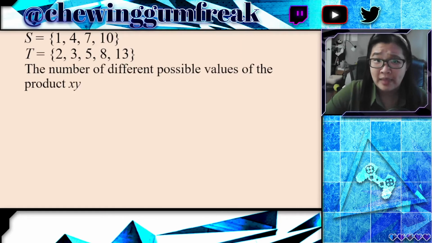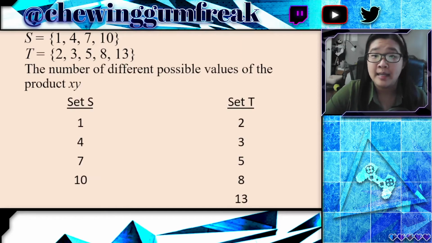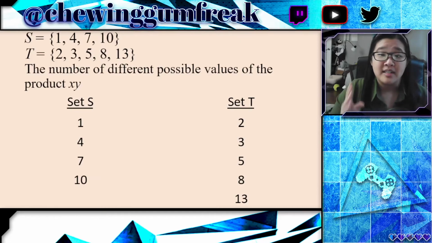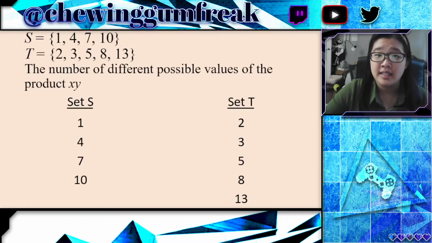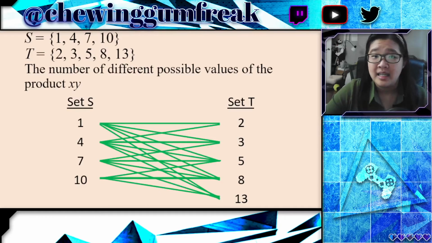So if we look at this, we can put these two sets of numbers side by side, and you can see if we have 4 options in set S and 5 options in set T, the total number of products is going to be 20. So that is just multiplying the different options. But we have to make sure to look at the question again.